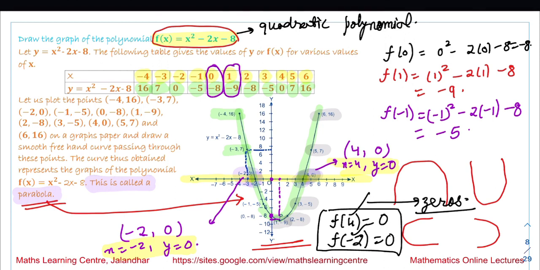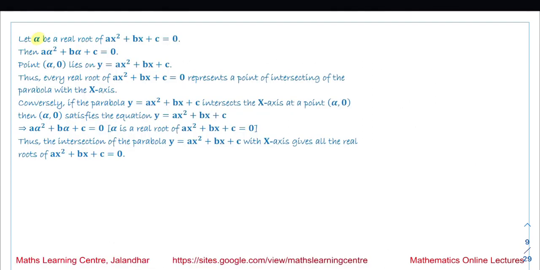This is explained in our next slide, where we say: let alpha be a real root of ax square plus bx plus c. This word real means that it is a real number. There are imaginary numbers also, but we are more interested in real numbers. Root means we are basically talking about zeros. We will see this definition further.